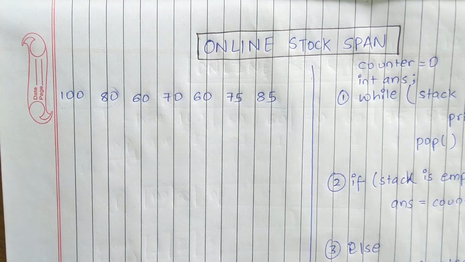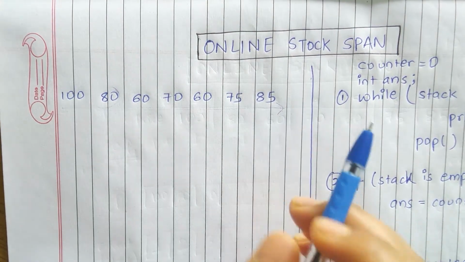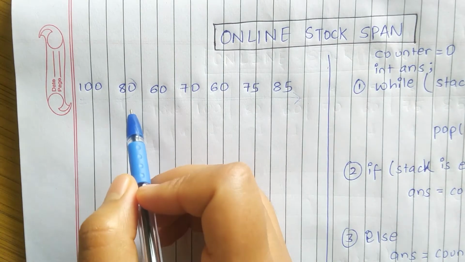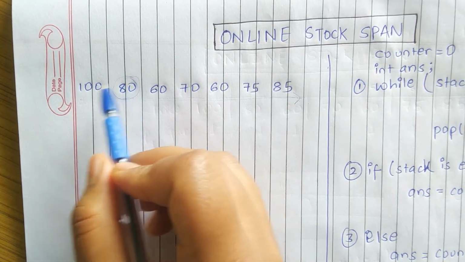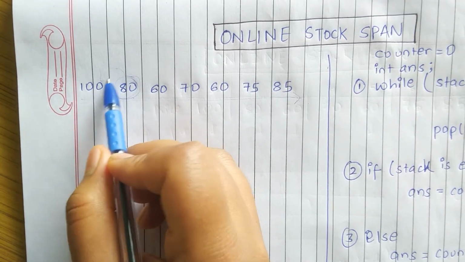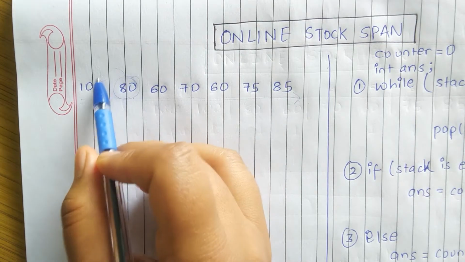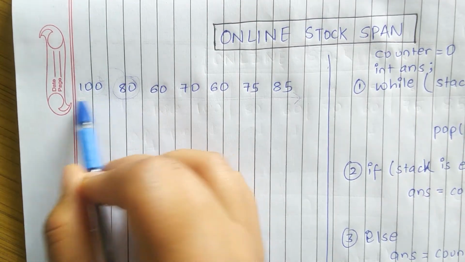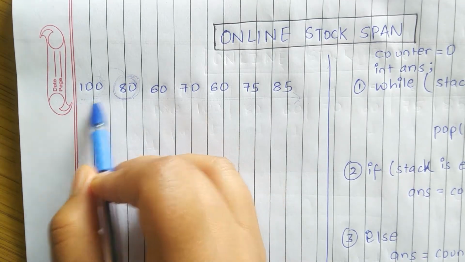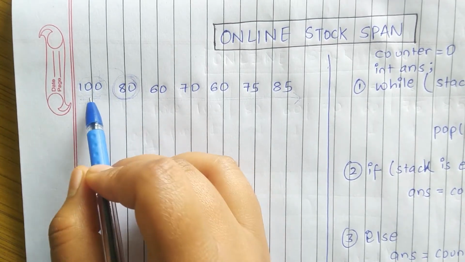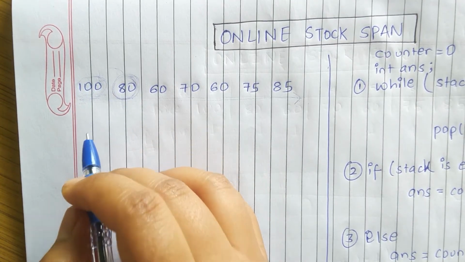In today's problem, what we will be given is stocks of different days and we have to find the span. So what is a span? If we look at 80, then the span is how many of the stocks before that day were smaller consecutively. Before 80 it was 100, so this will not be in the span. So span for 80 will be 1. Similarly for 100, since it is the first day, there is nothing before it, so the only span is itself, so it is 1.